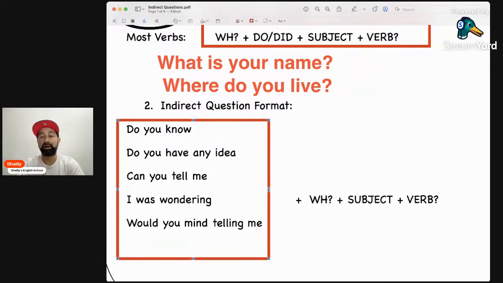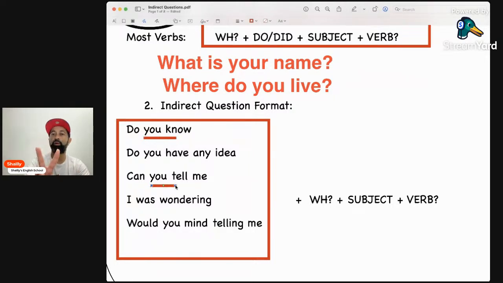And would you mind telling me? So there's 5 different phrases that you can use. But I would recommend, for today and for moving on, it's difficult to remember all 5. So I think we can start with 2. So I would recommend that you use do you know and can you tell me?